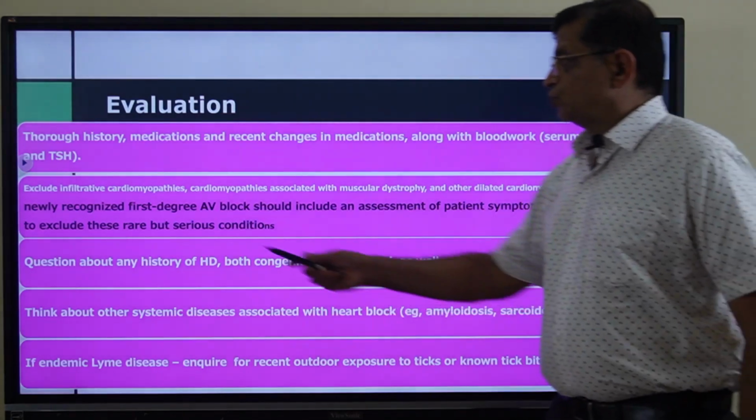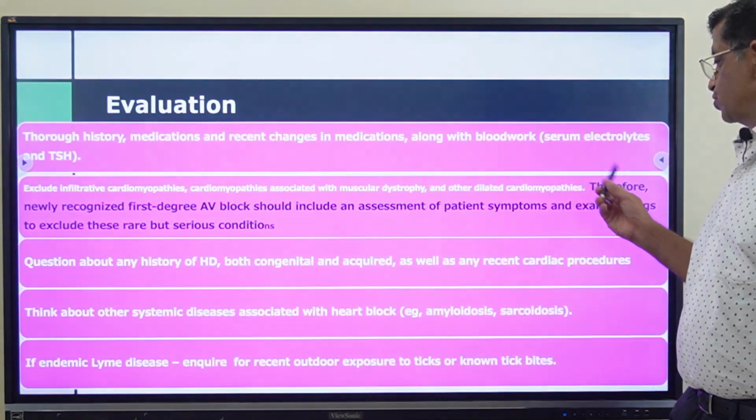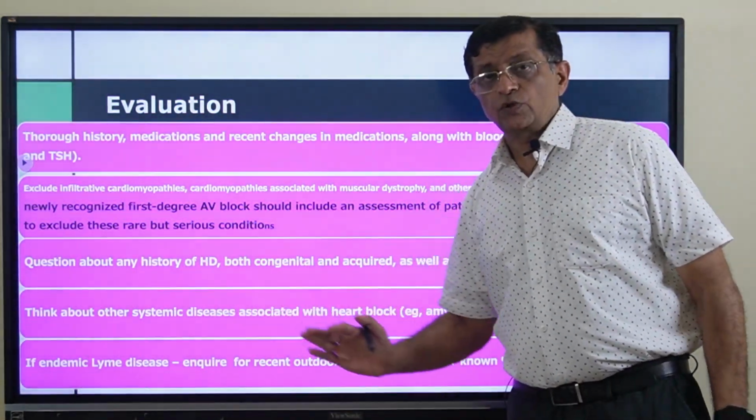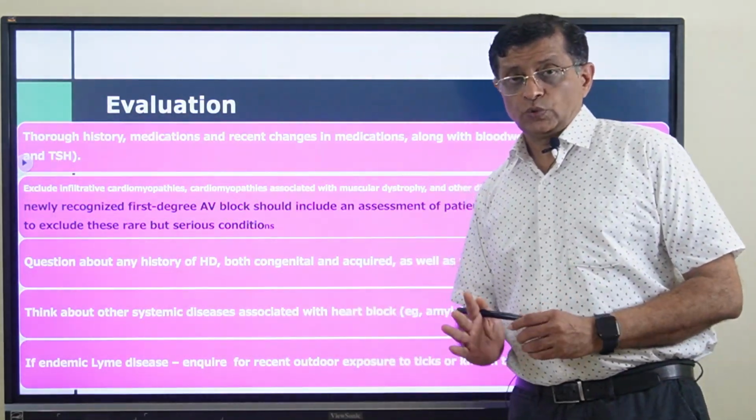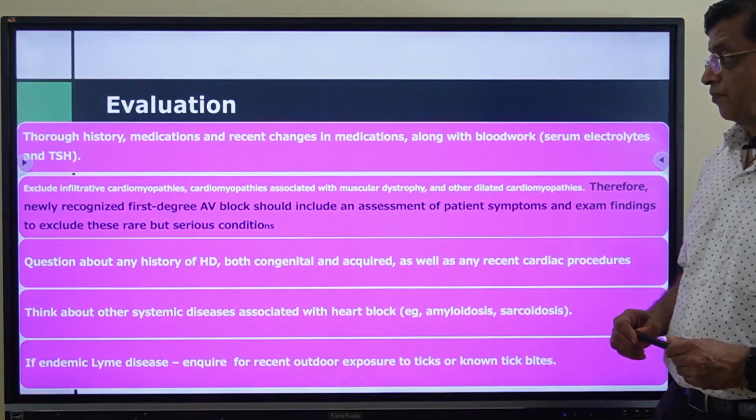So whenever you see a newly recognized first degree AV block, please assess the patient's symptoms and findings to rule out these rare but serious conditions. If the patient has something positive, then you have to diagnose it, pick it up and treat it.